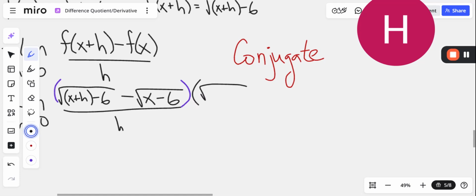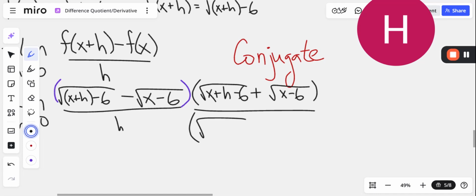I call it the evil twin: x plus h minus 6 inside, and still have this square root of x minus 6. But the difference, what makes it the evil twin, is that the symbol in the middle is switched. So this is a plus, and we have to multiply on the top and bottom. Otherwise, we're unbalancing this fraction artificially. We're not allowed to do that.